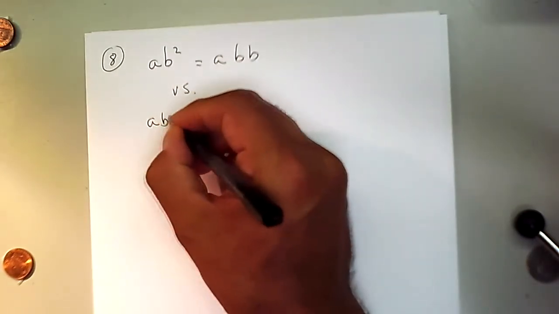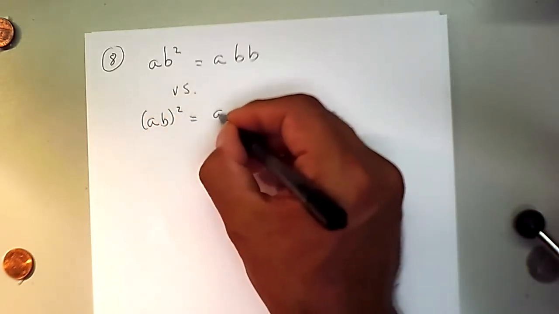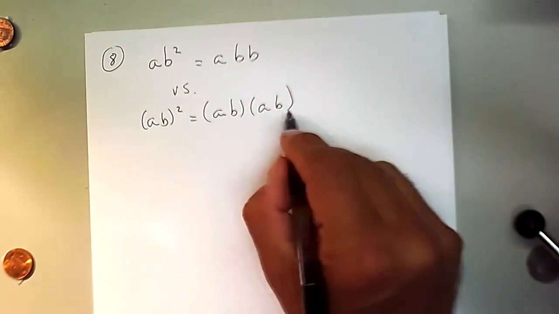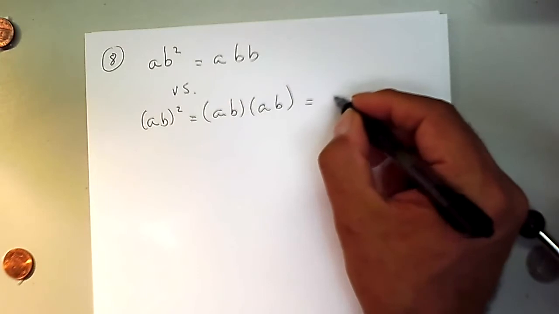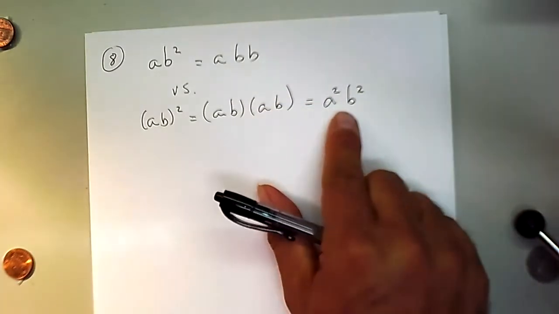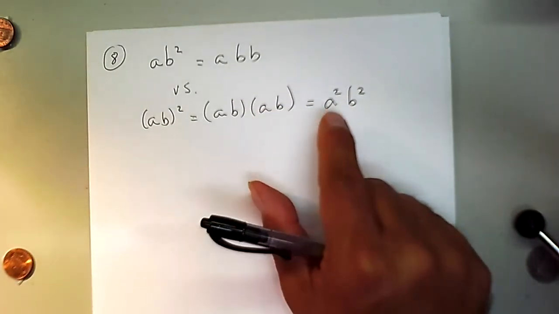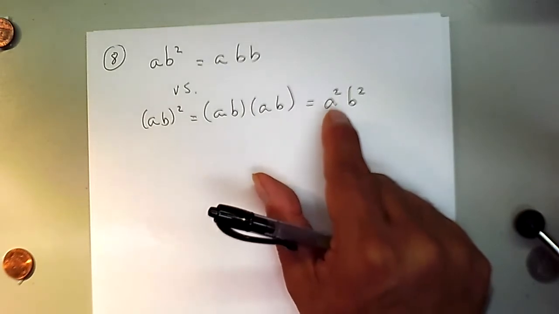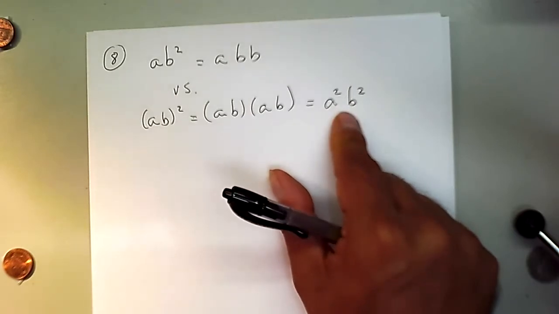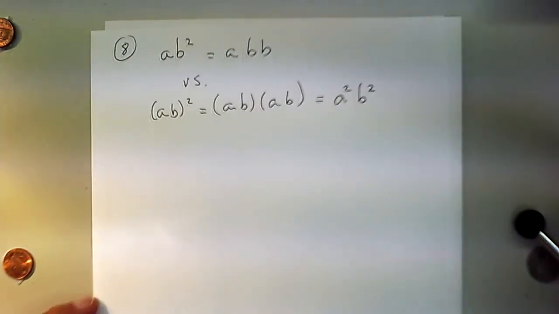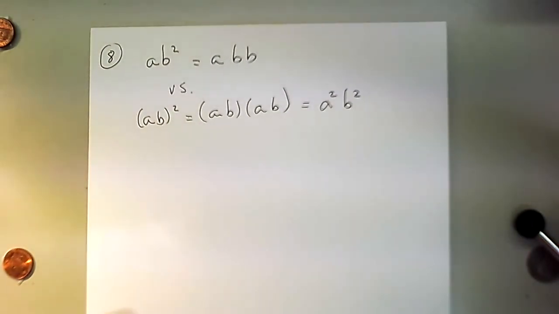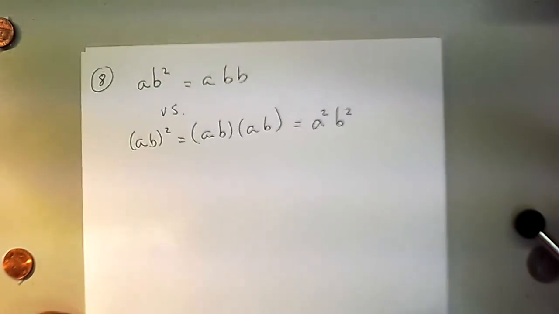Compare that to ab quantity squared. That really means ab times ab. So we actually have 2 a's and 2 b's. And that means that we have actually a squared, b squared. This is one of the properties of exponents. Please review properties of exponents; they are in just about any algebra book. I'm not going to copy them down here on this video. Instead, please check out any algebra book, and they will have a bunch of properties of exponents. This is one of them.